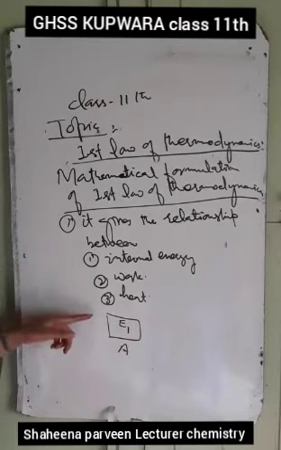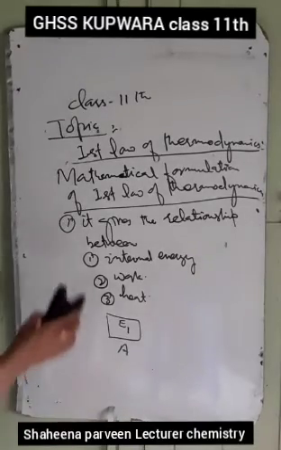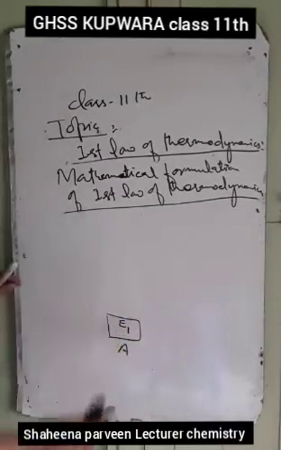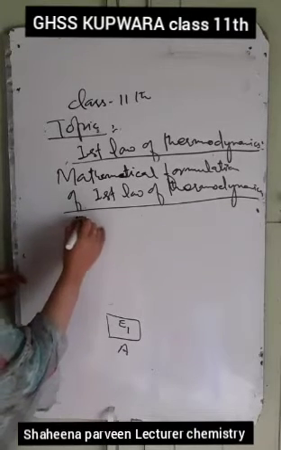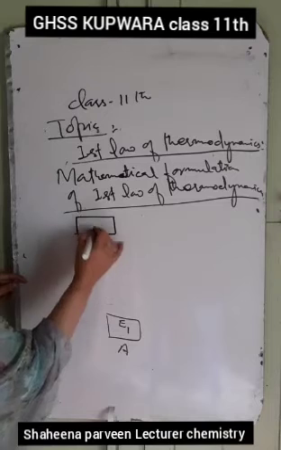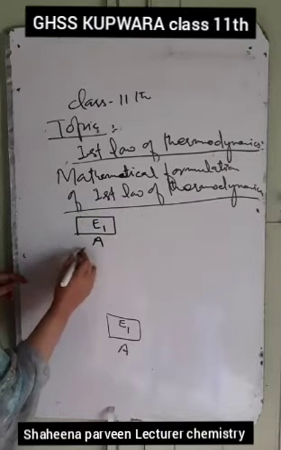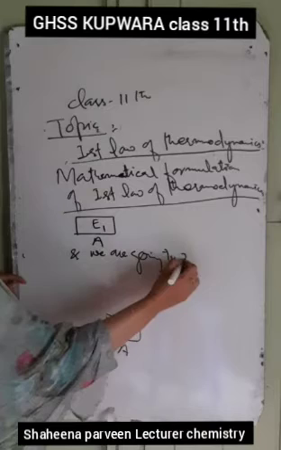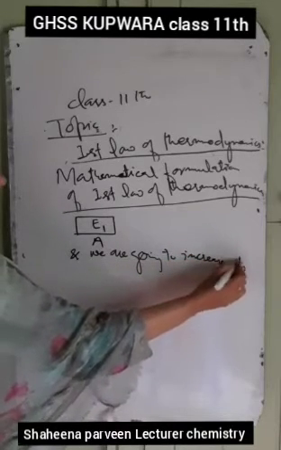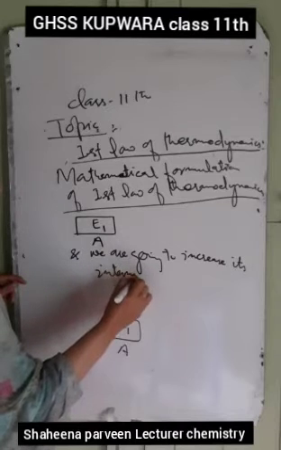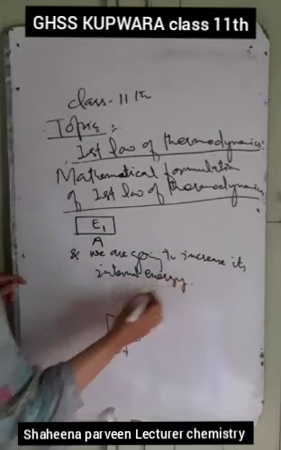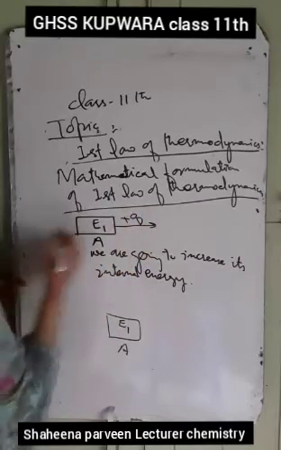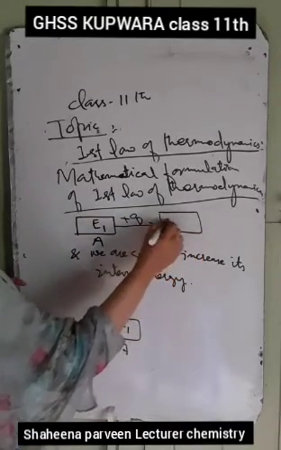So suppose we have a system A, we are going to increase its internal energy, and its own internal energy is equal to E1. Its internal energy can be increased in two ways. Number first, by giving heat. If we supply heat to the system, its internal energy becomes E1 plus Q.